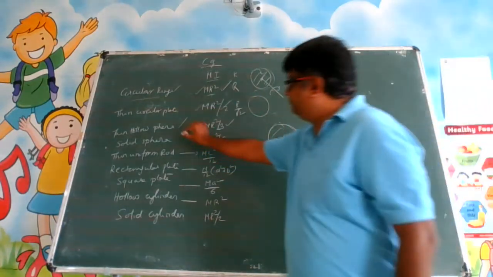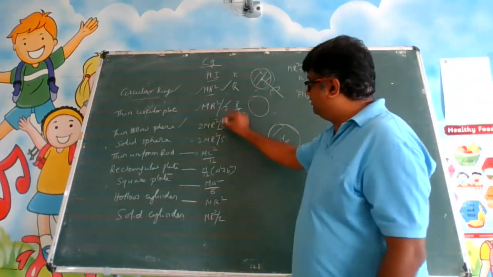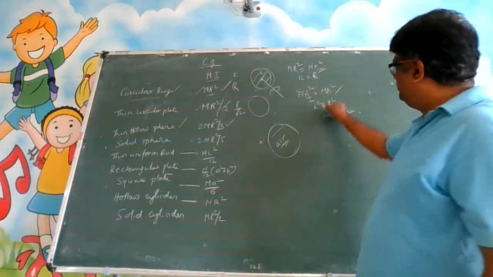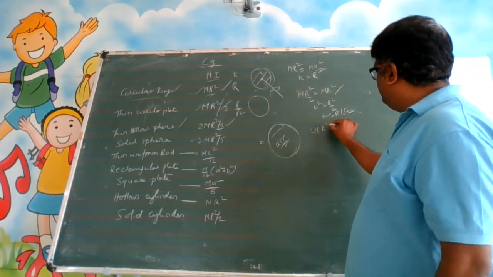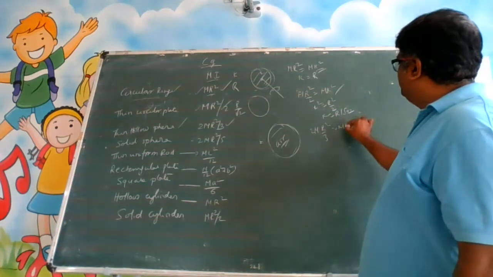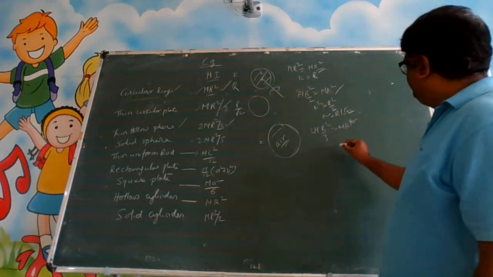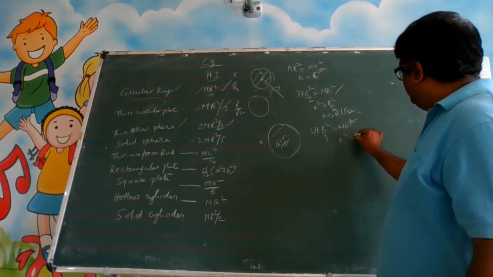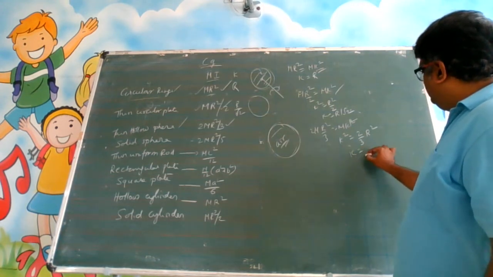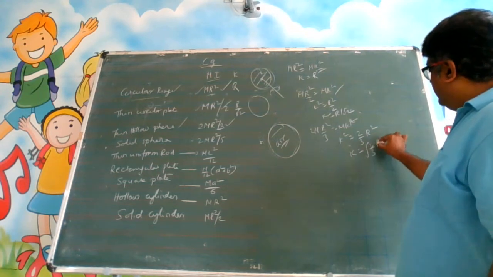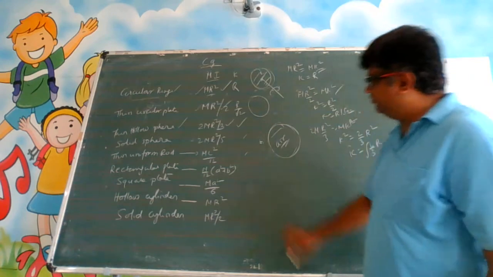So thin hollow sphere, what is the formula? About its centroidal axis, it is 2 mr square by 3. So again you can use the same thing. It is 2 mr square by 3 is equal to mk square. I don't want to do all those calculations. Let us see this one. So your k square is equal to 2 by 3 r square. So what is k value? Root over 2 by 3 r in this case. Similarly you can find for other cases also.